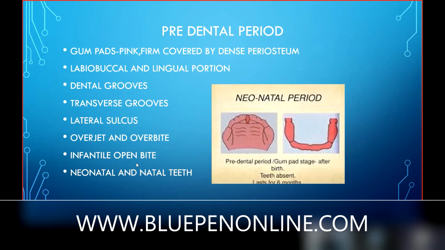So then you have infantile open bite. Then neonatal and natal tooth. What is neonatal? What is natal? You know, right? Natal tooth is present before the birth. Neonatal is within the 1 month span of the birth.